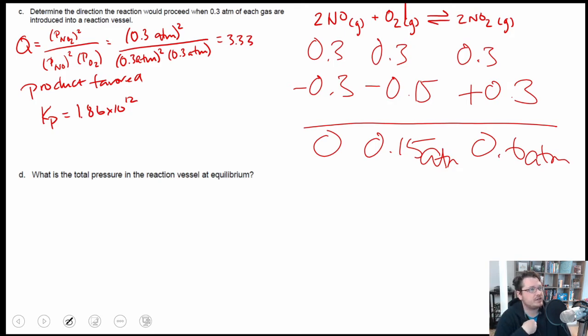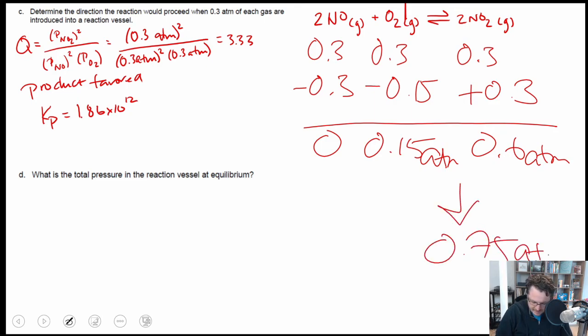The O2 concentration should get cut in half, because half of it will be consumed in that reaction. But because it's not the limiting reagent, the NO is the limiting reagent in this case, you get that right there. And then everything gets converted into NO2, and so we gain 0.3 more atmospheres of NO2. In that case, we end up with 0.6. So if we add both of those up, we get 0.75 atmospheres as our total pressure in this case.